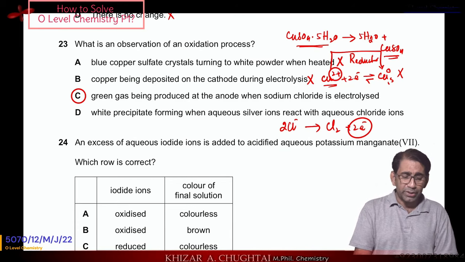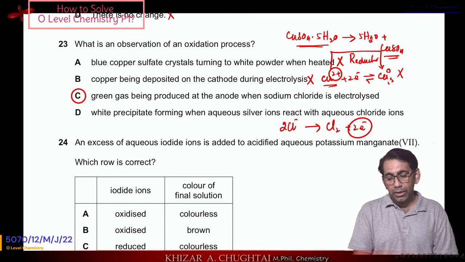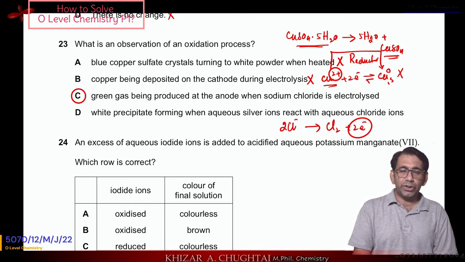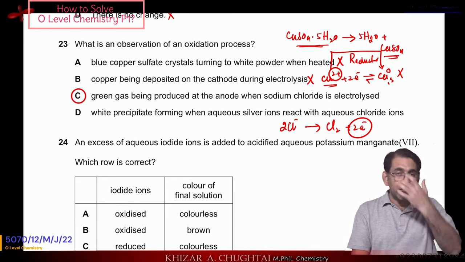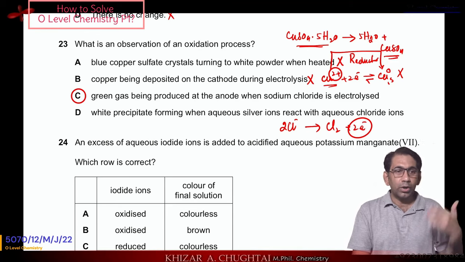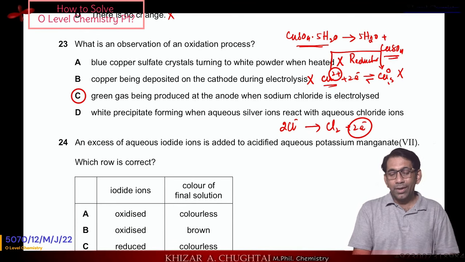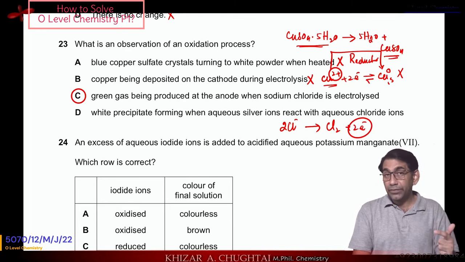However, I'm going to check option D. White precipitate forming when aqueous silver ions react with aqueous chloride. It's a precipitation reaction. As far as the O-level syllabus is concerned, all precipitation reactions are not redox reactions. Just keep that in your mind.